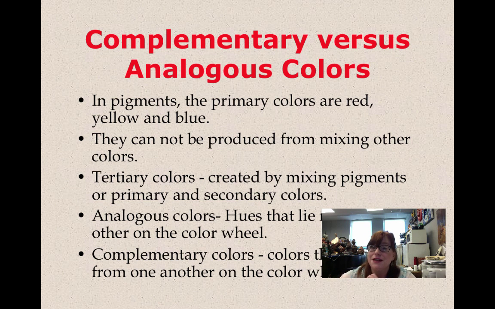So complementary versus analogous colors, some more stuff. In pigments, as I said, the primary colors are red, yellow, and blue. They cannot be produced from mixing other colors. Tertiary colors are created by mixing pigments of primary and secondary colors. So let's say blue plus green makes blue-green. Blue plus violet makes blue-violet. And then analogous colors are hues that lie next to each other on the color wheel. And as we saw previously, complementary colors are colors that lie across from one another on the color wheel.